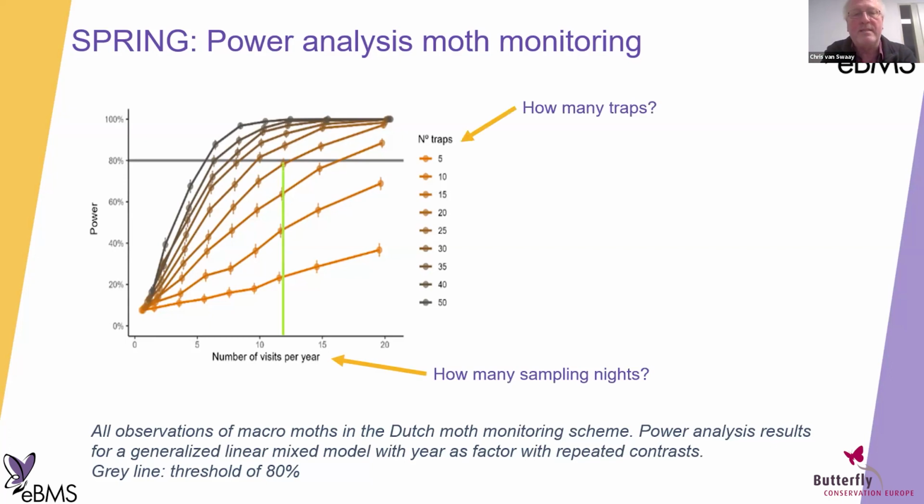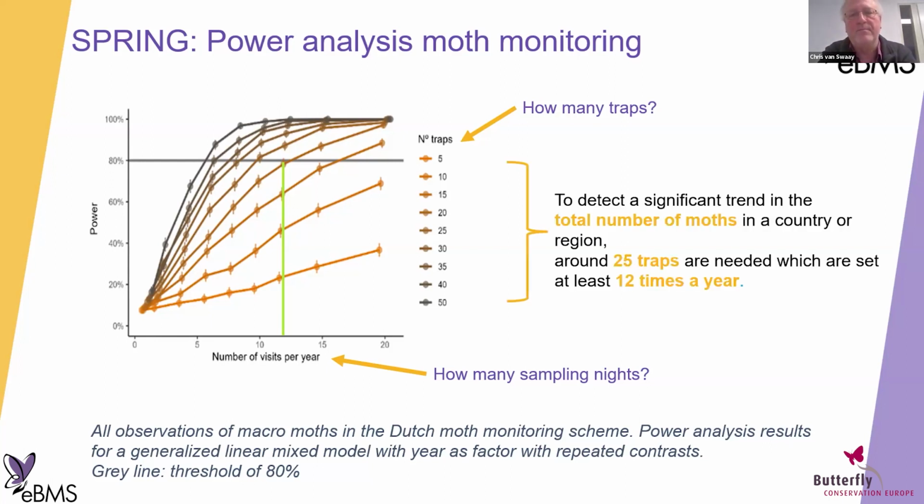What you can see is that the color of the line indicates how many traps we used. You can see on the x-axis the number of sampling nights, so how many visits per year are done. Of course, it's clear that if you have many traps, you need fewer visits, and the other way around.